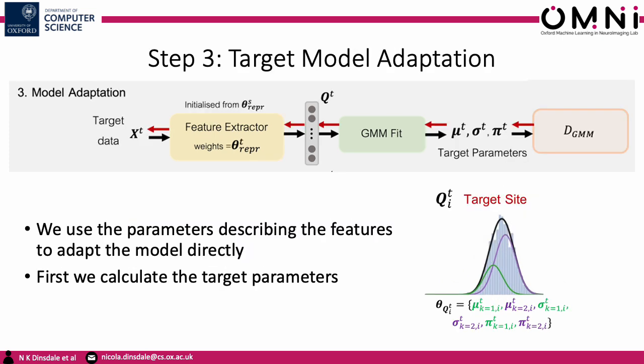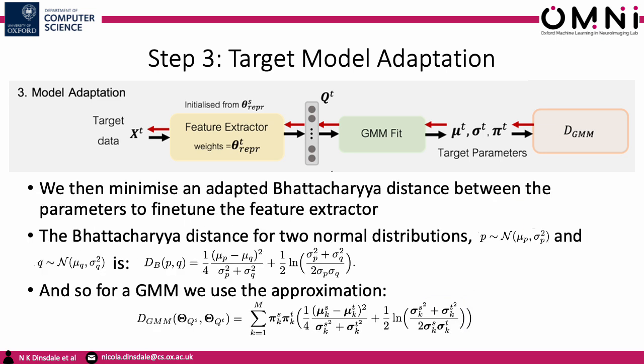We can then adapt the model for a given target site. We assume an unlabeled target site, and so the model cannot just be fine-tuned. Instead, we will align the feature distributions between the source and target sites. Thus, we take the source-trained model and fit a GMM to the target features, creating estimates of the target parameters. We then fine-tune the feature extractor to align the features using a modified Bhattacharyya distance, which calculates the distance between 2 distributions. It has a closed-form solution for 2 normal distributions, and so we adapt this for the more general GMM setting. The GMM fitting and loss function are fully differentiable, and so it can be trained end-to-end.